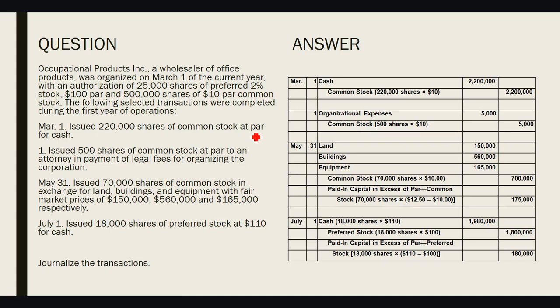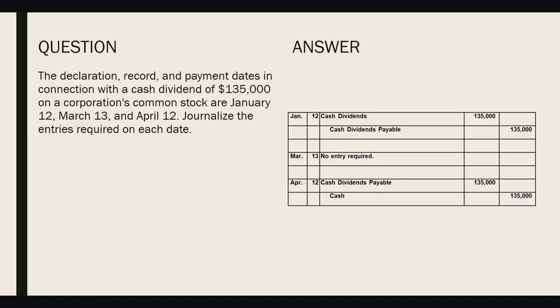So here we have, let's see, March the 1st, we issued 220,000 shares of common stock at par for cash. In other words, these shares are issued at par, which happens to match what they're being sold for, so it's not like the market price was any random number that we're ignoring. They happen to be the same at that particular time.